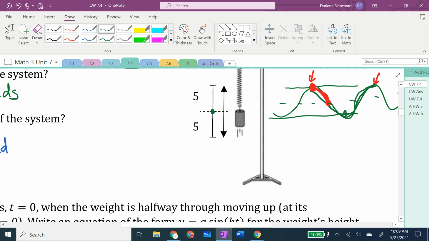That's saying that my weight is right here at time 0, and it's on the way up, and then it hits its highest point. So let me ask you this. How long does it take to hit that highest point? If it's located here at time 0, what time is it located as it's at its highest point right after that?